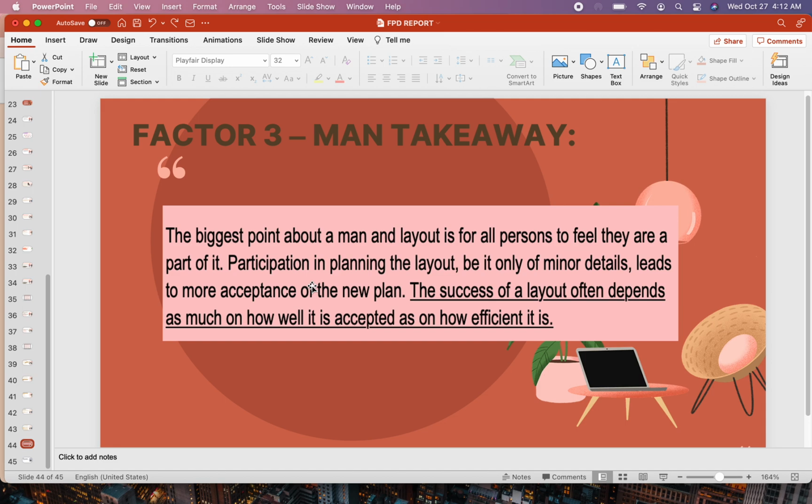So, the main takeaway of this factor, which is man, is that the biggest point about man and layout is for all persons to feel they are a part of it. Participation in planning the layout, be it only of minor details, leads to more acceptance of the new plan. The success of a layout often depends as much on how well it is accepted as on how efficient it is.